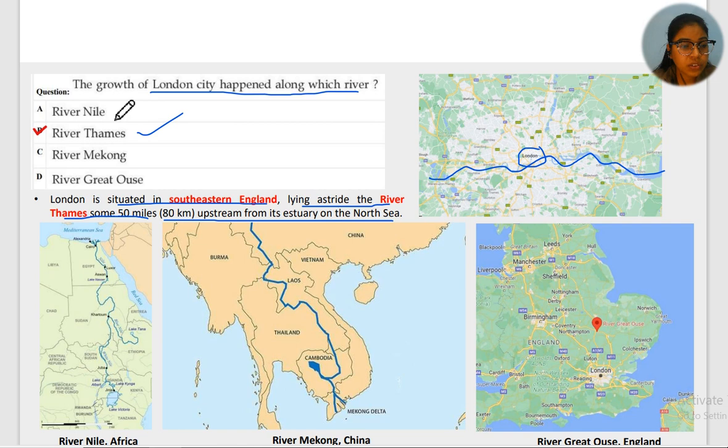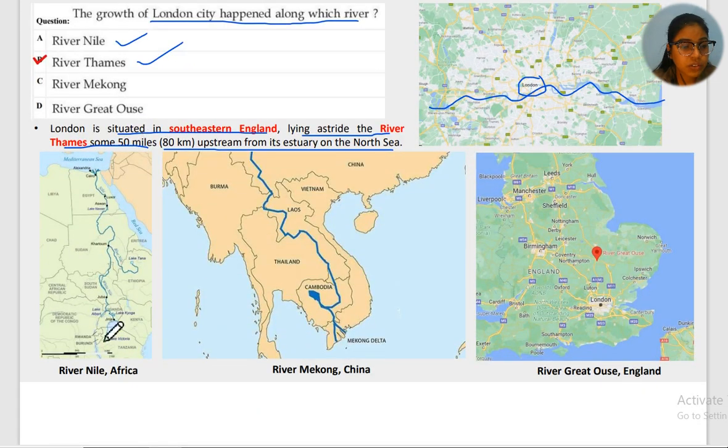The next river given to you is the River Nile. The River Nile is in Africa. This is the path of the River Nile in Africa, running from the south to the north. Next we have the River Mekong. The River Mekong is in Asia, flowing through China and Southeast Asia. After that we have the River Great Ouse, which lies somewhat north of London. It is also in England only.